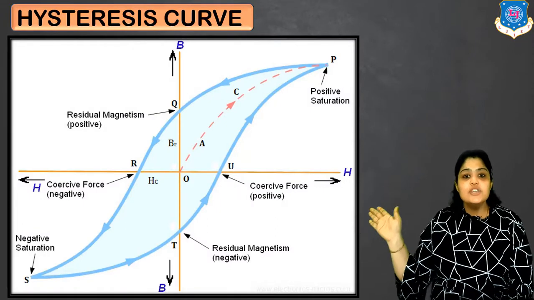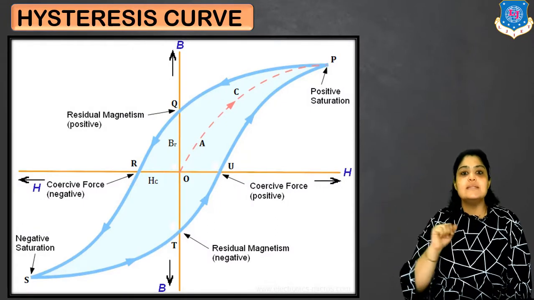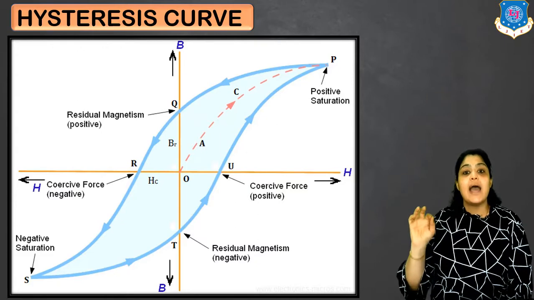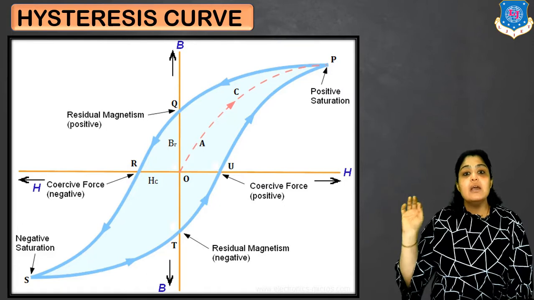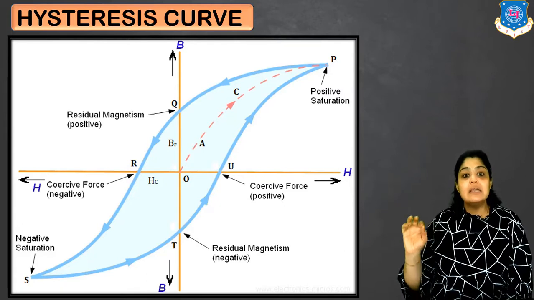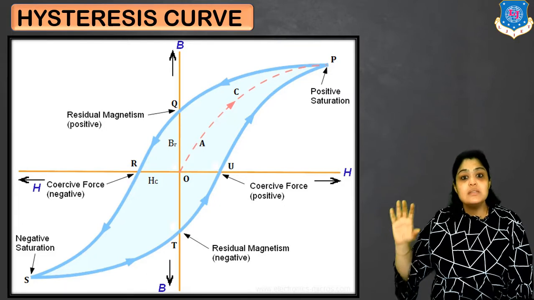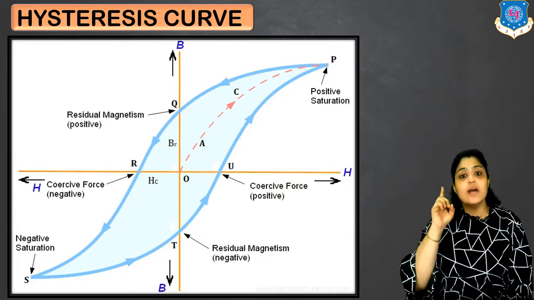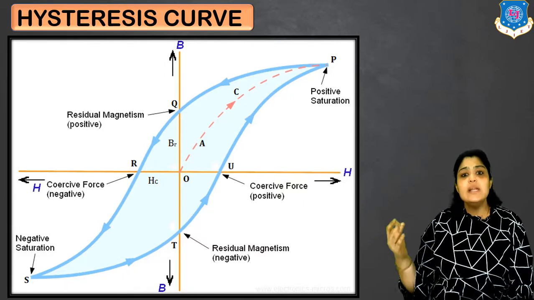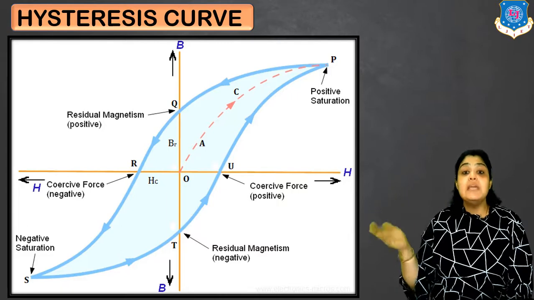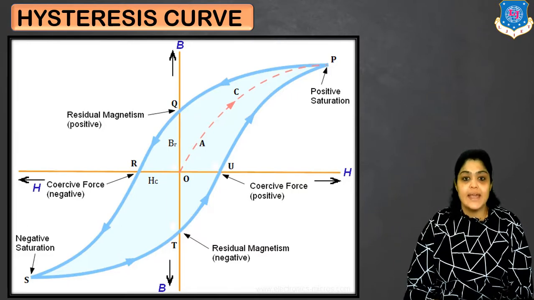The diagram which you can see here is known as the hysteresis curve. I would say that the hysteresis curve is P, Q, R, S, T, U, P. This completely involves one full cycle of magnetization and demagnetization. So we'll understand how B lags with respect to the applied H.